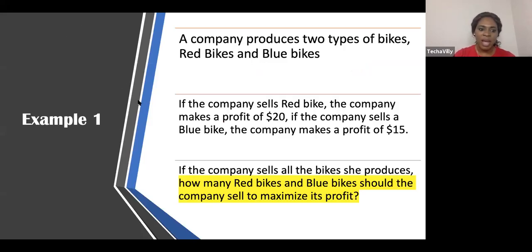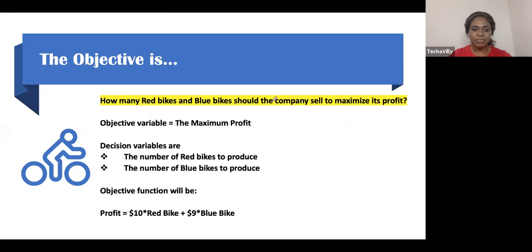This is the example that we have. Example one. A company wants to produce two types of bike, the red bike and the blue bike. If the company sells the red bike, it will make a profit of $20. But if the company sells the blue bike, it's going to make a profit of $15. So this is the question. If they sell all the bikes that they produce, how many red bikes and how many blue bikes are they going to be selling to maximize their profit? That's the question we want to solve right now.